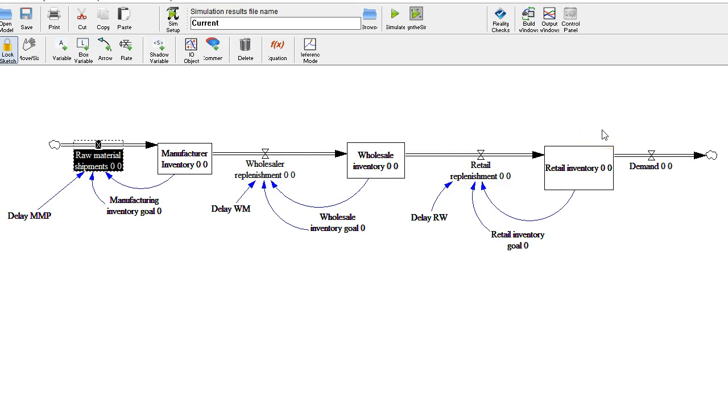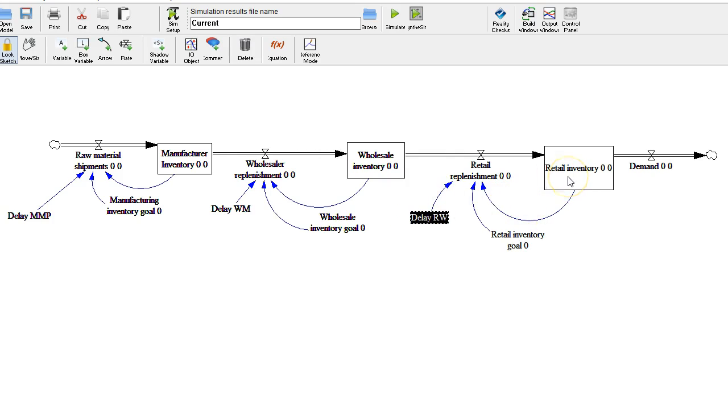However, the model is different because now, instead of computing the retail replenishment based on the demand, the arrows representing information depend on the retail inventory, what we currently have in hand, and a goal that we have. So what we're trying to do is to go back to that inventory target. However, there is an effect on the delay.